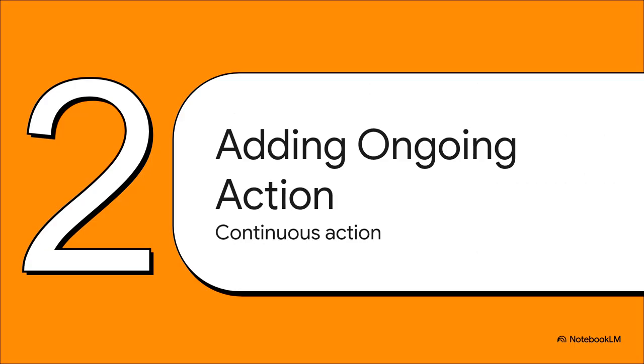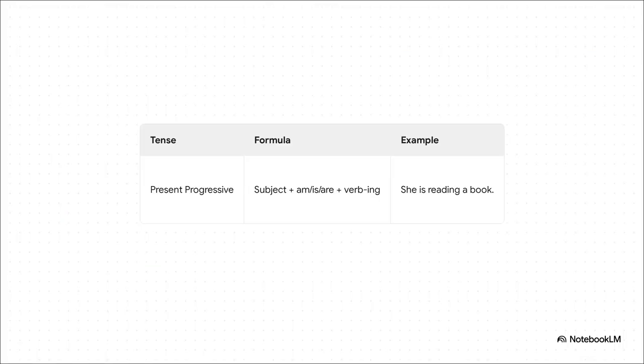All right, foundation is built. Now we can move on to level 2. This is where we start to add a really cool new layer, the idea of ongoing, continuous action. We call these the progressive tenses, and they really bring your sentences to life by showing an action that's literally in motion. The present progressive is all about what's happening right now, in this very moment.